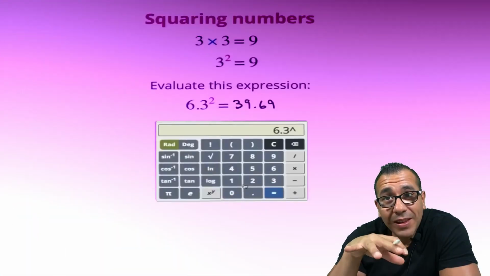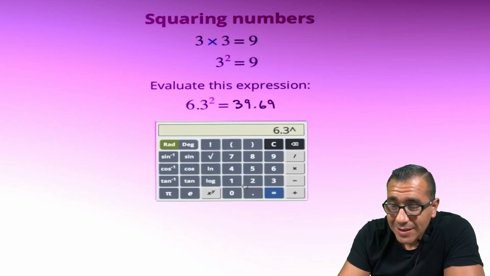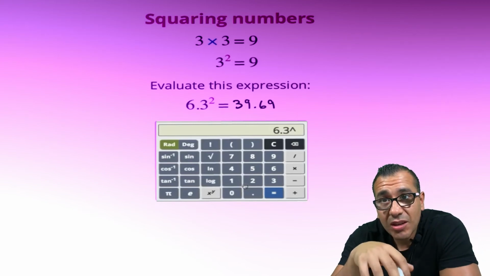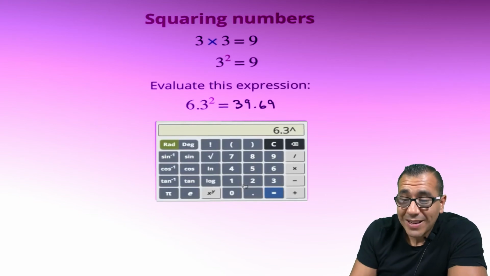All right, so hopefully that idea is pretty easy. The only thing we're going to leave you with, mathletes, is, what happens when I have a decimal? Well, the rules never change. If I have a fraction, the rules never change. It just means whatever number you're squaring, you multiply it times itself.